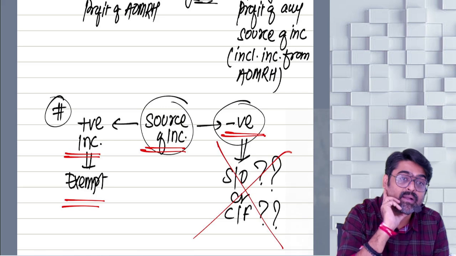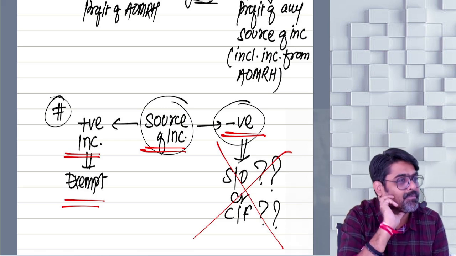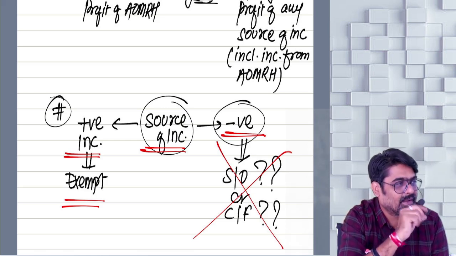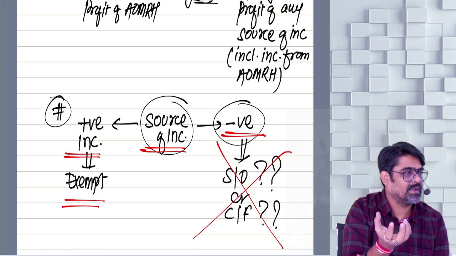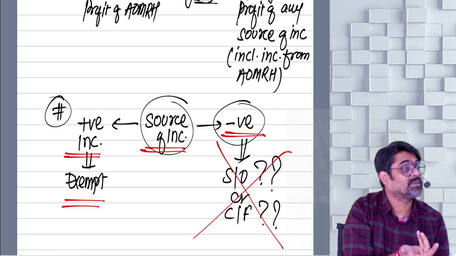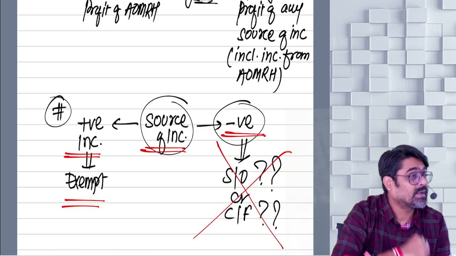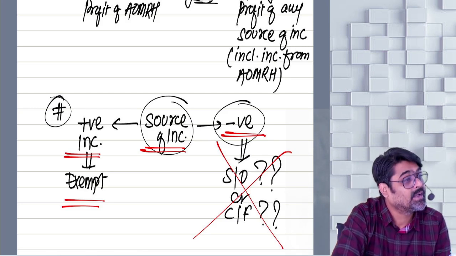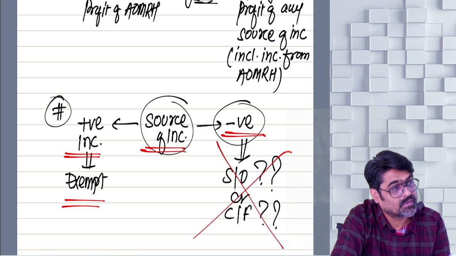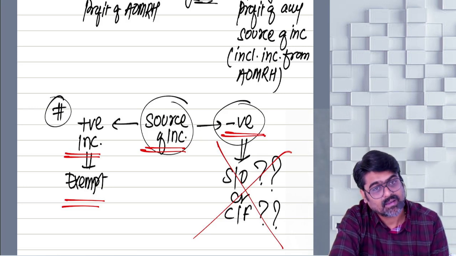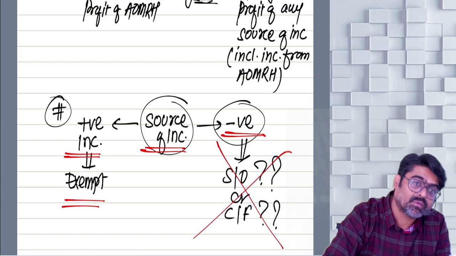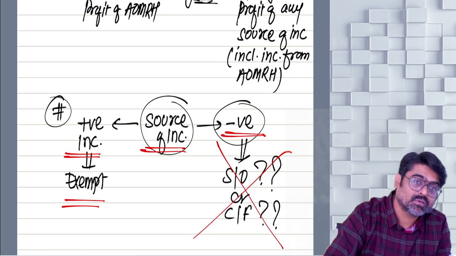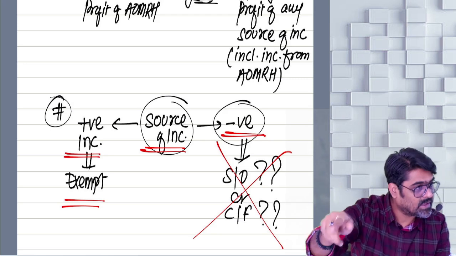Best example I'll tell you, agricultural income. Net agricultural income. Income from agricultural activities minus expenses on agricultural activities will give you net agricultural income from a land situated in India. Fully exempt. Is it necessary that agricultural income will always be positive? It can be negative also. So will you claim the set off of that?